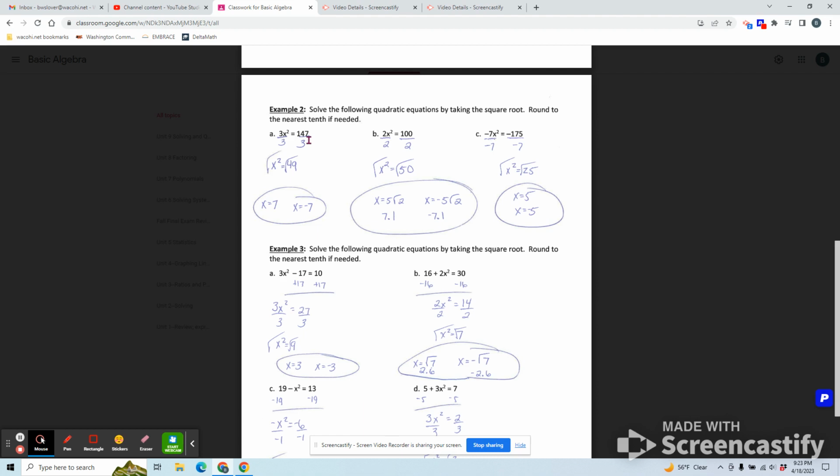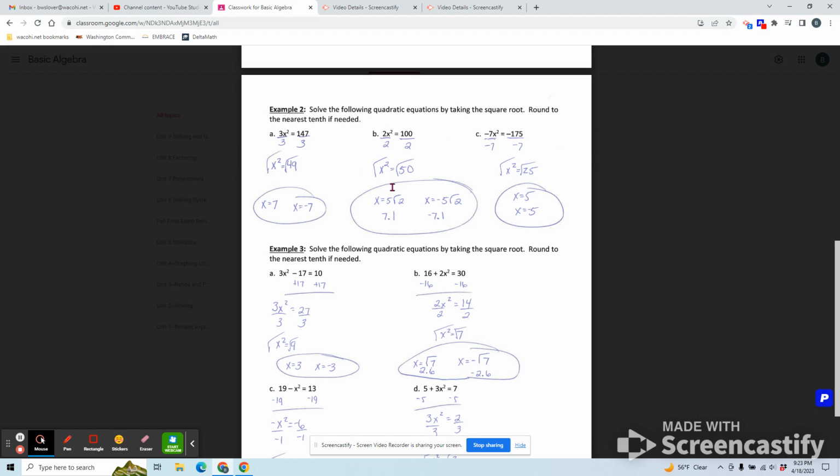So I divide by 3 first and get 49. Then I take the square root. Remember, when you square root a square, the square root and the square cancel. They reduce. Square root 49 is 7. Don't forget the negative 7 as well. Divide by 2 for letter B.